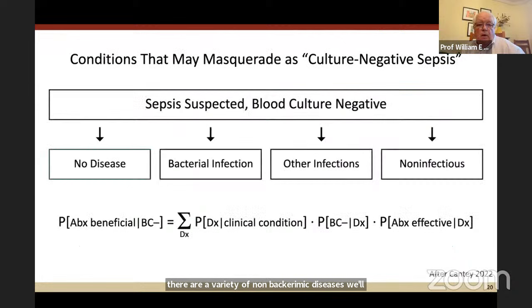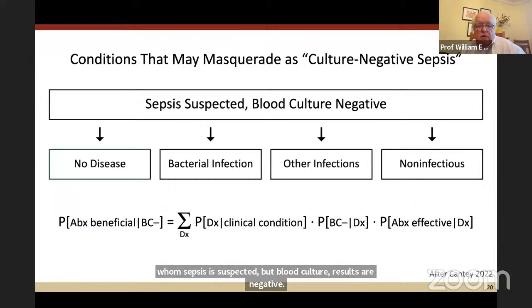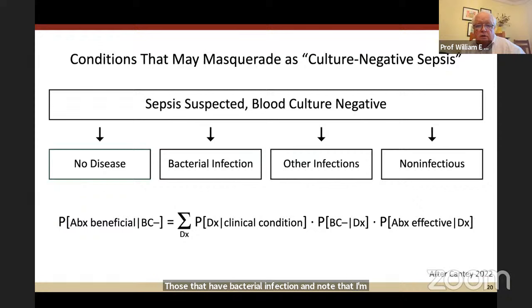So in that same paper, Dr. Canty presented an equation that described the probability of culture-negative sepsis. And I was really fascinated by that, but I thought that I would reframe that a little bit. I love equations myself. So if we look at the babies in whom sepsis is suspected, but blood culture results are negative, we can divide them up into babies who have no disease, those that have bacterial infection, and note that I'm saying bacterial infection, not bacteremia here, those who have other infections, non-bacterial, and those who have non-infectious conditions.